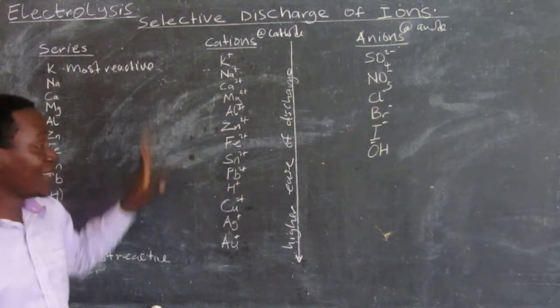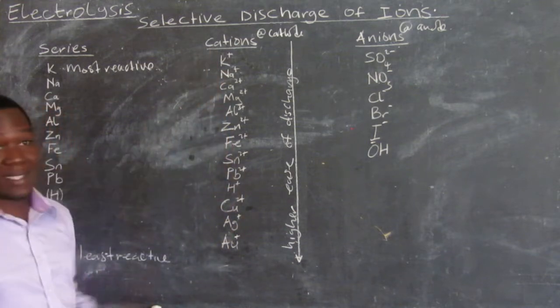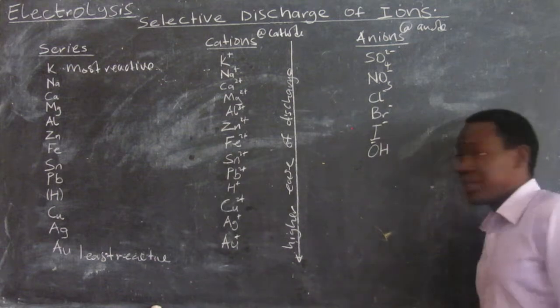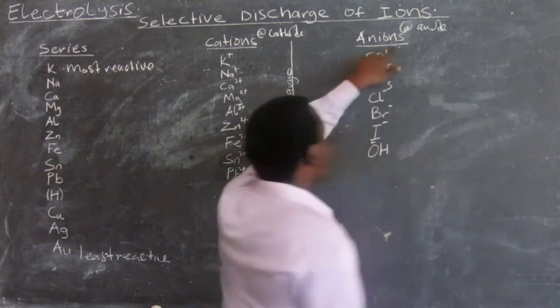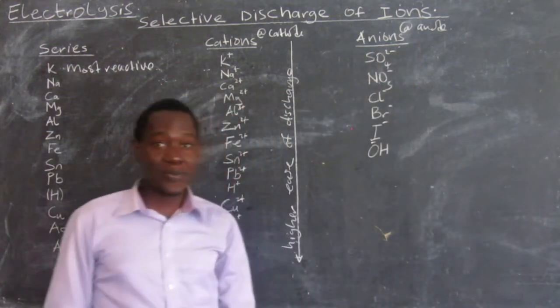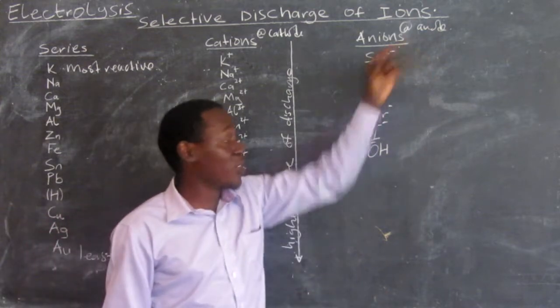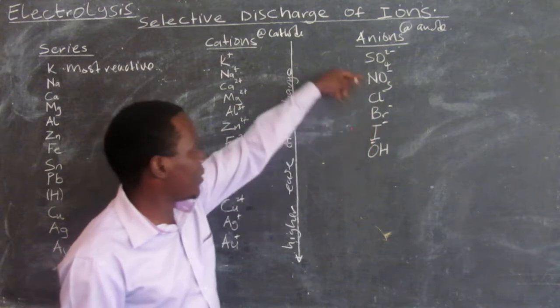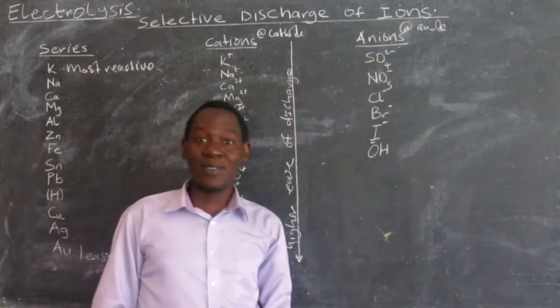I hope you have understood the side of the cations. Now, let's go to the anions. These anions, since they are negatively charged, go to the anode to be discharged. Also, we follow the same sequence: the lower the element, the easier the discharge.